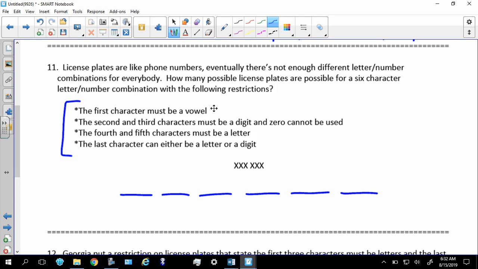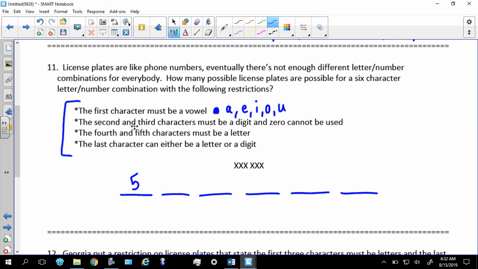Our vowels are A, E, I, O, and U. That's it. We're not going to do the whole sometimes Y bit. 1, 2, 3, 4, 5. So there's 5 possibilities.